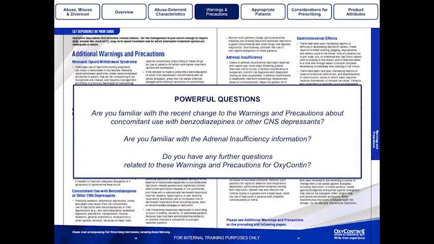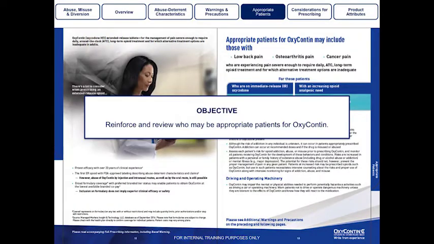Are you familiar with the adrenal insufficiency information? And do you have any further questions related to these warnings and precautions for OxyContin? The objective of this spread is to reinforce and review who may be appropriate patients for OxyContin.